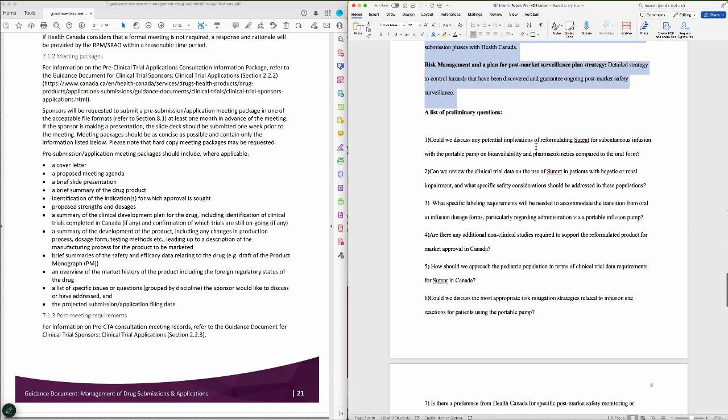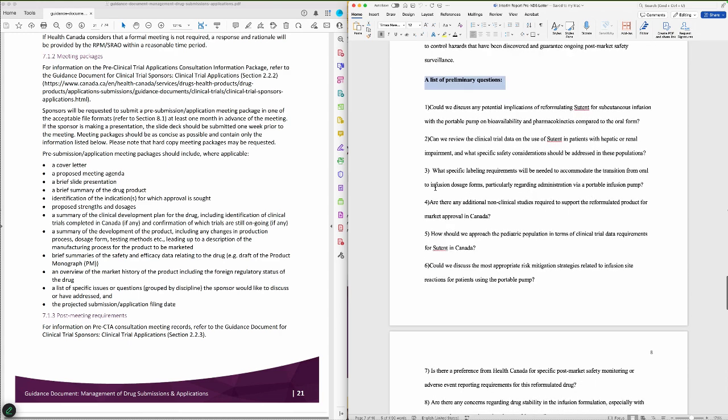Now, the next and very important section of the cover letter is the list of preliminary questions. So here we can say, could we discuss any potential implication of reformulating this product? The second question could be, can we review the clinical trial data on the use of this product in patients with hepatic or renal impairment? So you see here we are looking into, again, new populations that can also benefit from our product. Another question can be, what specific labeling requirements will be needed to accommodate the transition from oral to infusion dosage form? This is now looking into a new formulation.